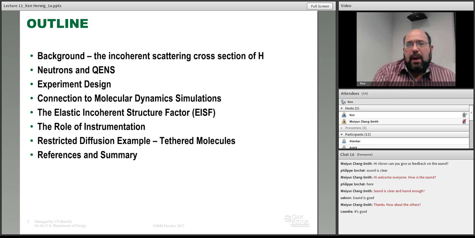At that point, we'll pause for any specific questions that have come up during the lecture, and then we'll go through a couple of specific science examples and try to illustrate some of the information that you can extract from quasi-elastic scattering. We'll finish with some references that I like, books and articles that you can look up if you want to learn more about the technique, and we'll finish with a summary and then any final questions that you might have.